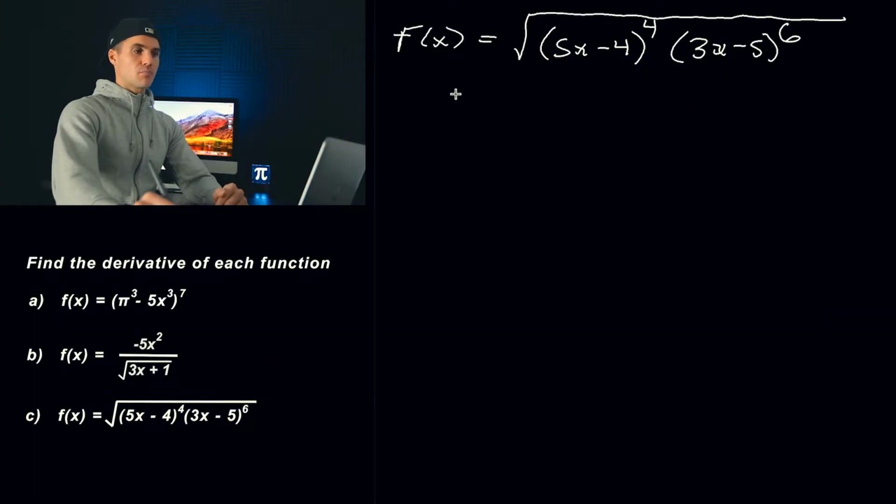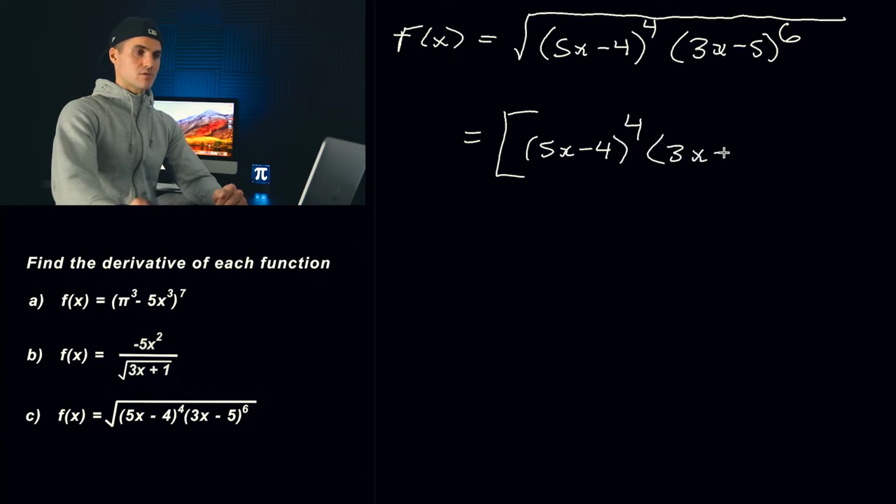And then moving on to part C, we have this final function, f of x equals the square root of 5x minus 4 to the power of 4 times 3x minus 5 to the power of 6. Now, what I would do here before deriving it is simplify this function first. There are lots of opportunities to simplify it, so let me show you.